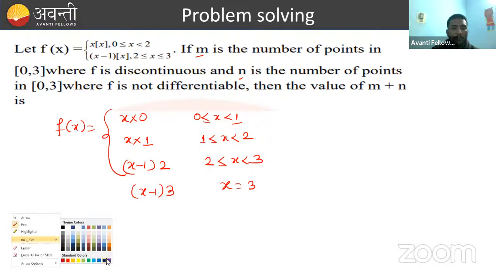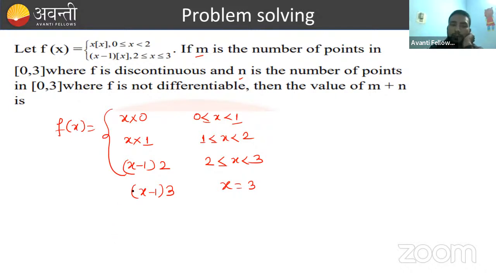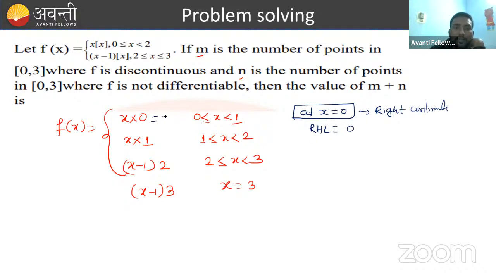At each and every point, we need to check the continuity. Suppose we are checking at x equals 0. At x equals 0, what do you have to check? You have to check right continuity. So what is the RHL here? RHL is 0, because this is 0, right? And f of 0 is 0. So it is right continuous.